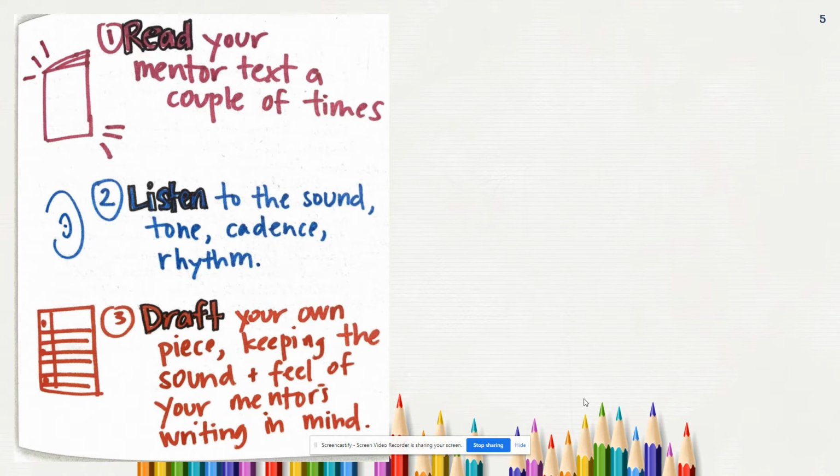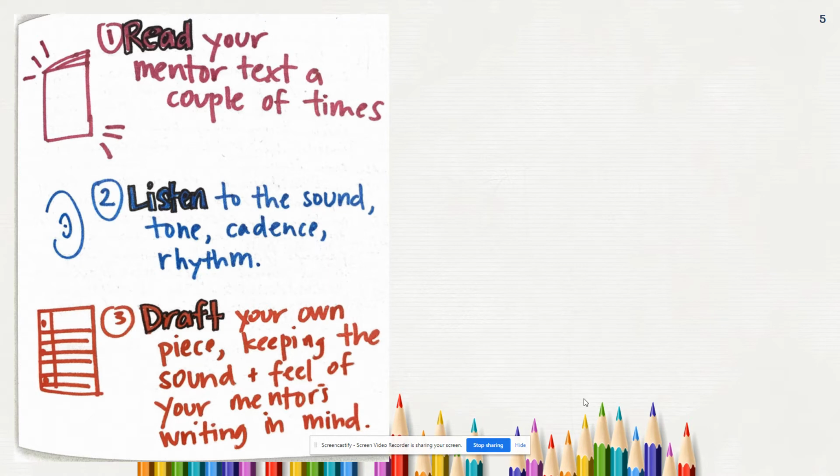What kind of piece are we drafting? Well, we're drafting an editorial. You've picked an issue related to the environment that you feel strongly about and are attempting to persuade your audience to change their thinking. Whenever you read your mentor text, you want to read it a couple of times. Listen to the sound, the tone, cadence, and rhythm of your text. This will help you to draft your own piece, keeping the sound and feel of your mentor's writing in mind.